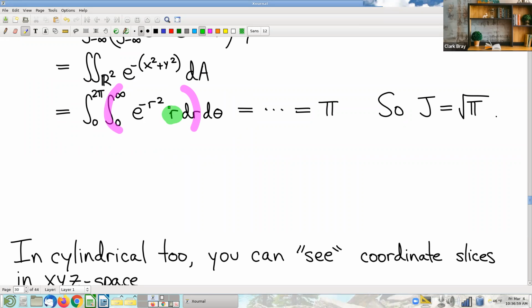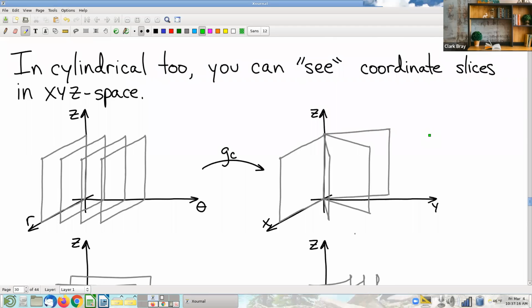Anyway, neat fact. It turns out that j squared is pi. And so the integral that we were interested in the first place is square root of pi. So if you ever wondered where that came from in your stat class, this is where. Okay, so that's all I'm going to tell you about cylindrical coordinates.